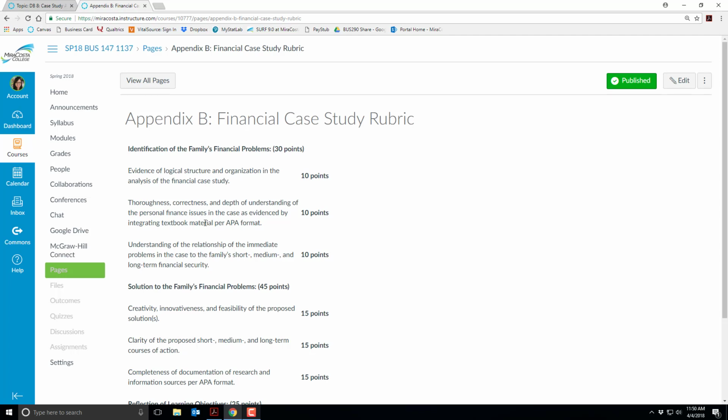Another component is the integration of the textbook material to your case. So you should be making links between what you are learning in the textbook to what you are seeing in the case study. And then when you're analyzing, you should also think about and organize the problems in terms of short-term, medium-term, and long-term financial security. So keep that in mind as you are analyzing the family's problems in your case study.